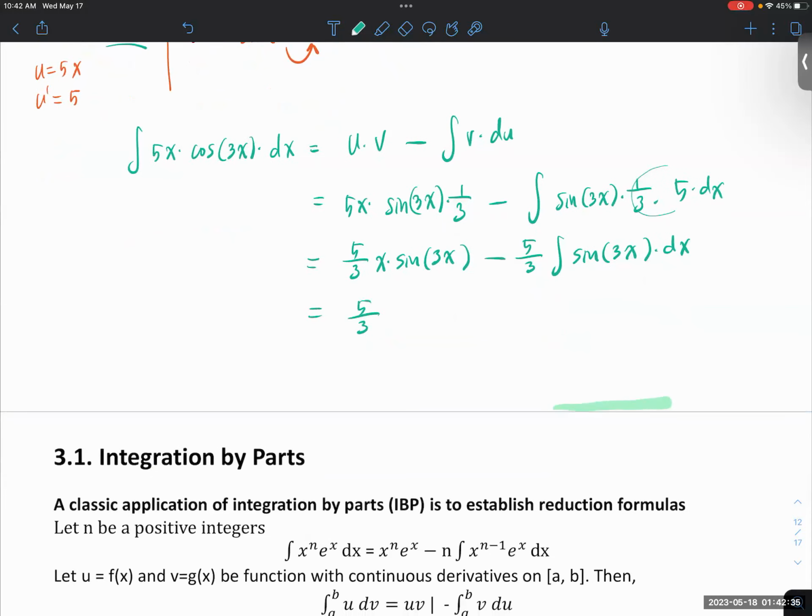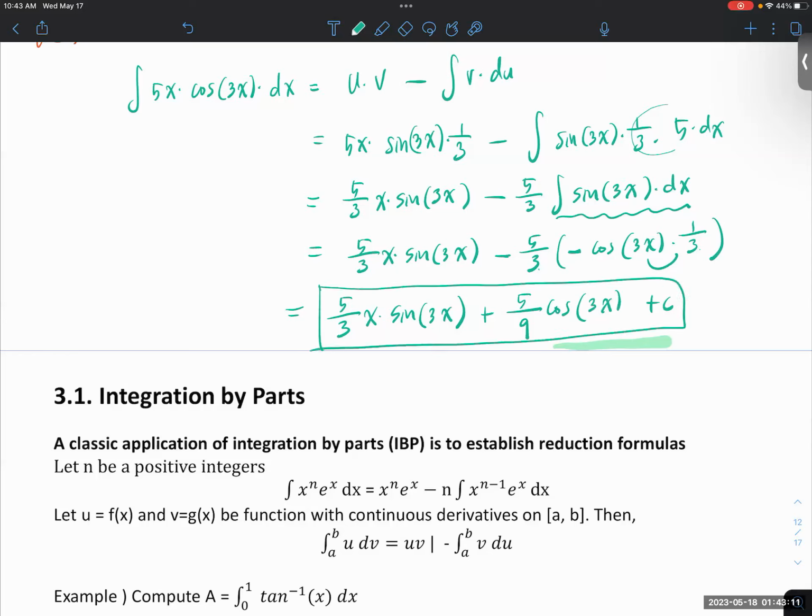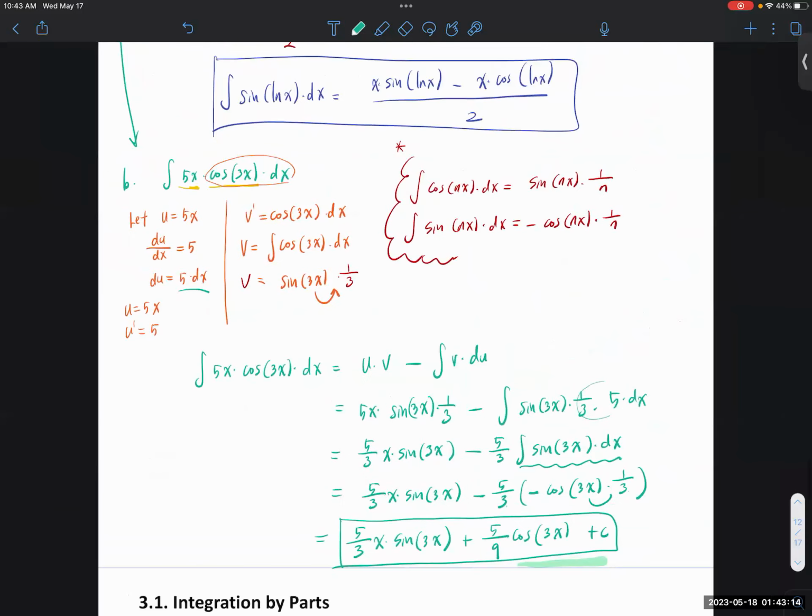So 5 over 3 x times sine 3x, and then you can take the integral. This is going to be negative cosine 3x times the chain rule 1 over 3. So the final is 5 over 3 x sine 3x, and then the 3s you can simplify, the double negative changes to positive: 5 over 9 cosine 3x plus c. That's your final answer. Okay, that's letter B.